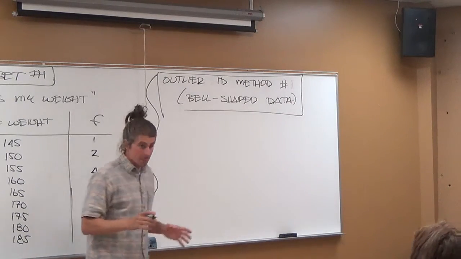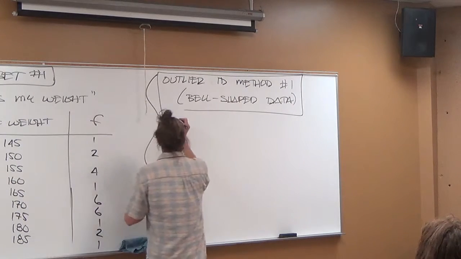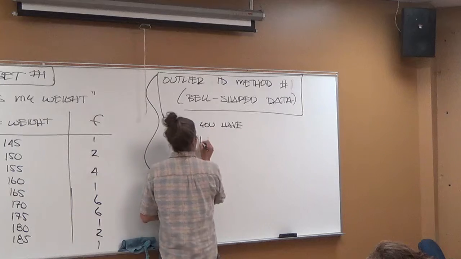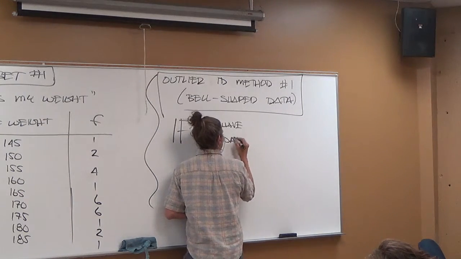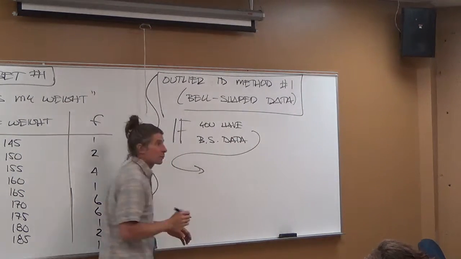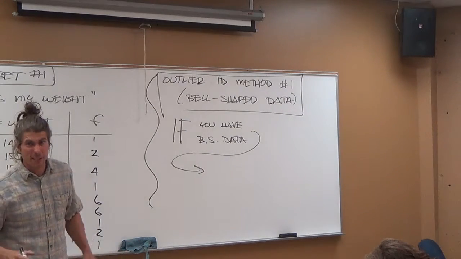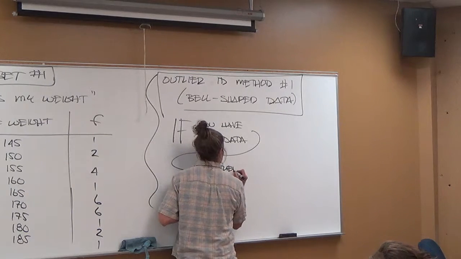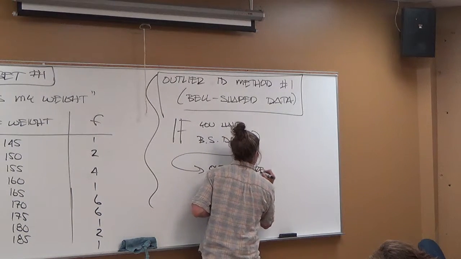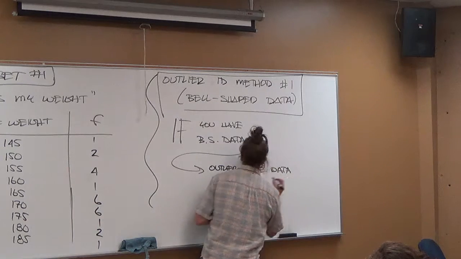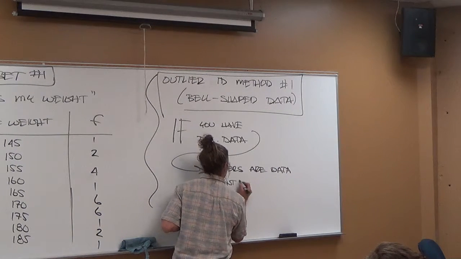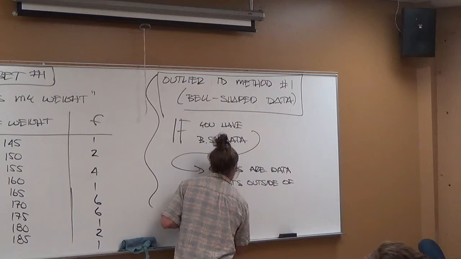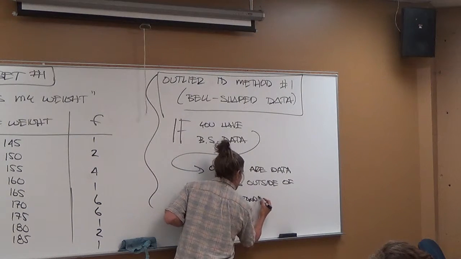So, if, and it's a big if, you have bell-shaped data, and this is a pretty universal rule. This is used in all research statistics and things like that. Outliers are data points outside of 2 standard deviations.